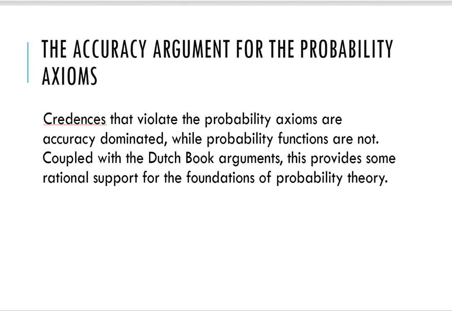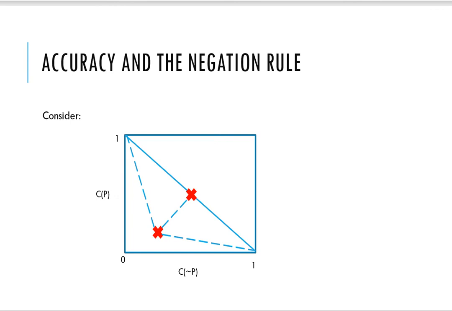Okay, so what have we accomplished, assuming that we get our accuracy argument for additivity as well as for normality and non-negativity? Well, we then have that credences that violate the probability axioms are accuracy dominated, while probability functions, that is, functions that satisfy the probability axioms, are not. If we go back to this point, any point along this line that satisfies the negation rule is not going to be accuracy dominated by any other point, because it's either going to be closer to one of the possible worlds or closer to the other one.